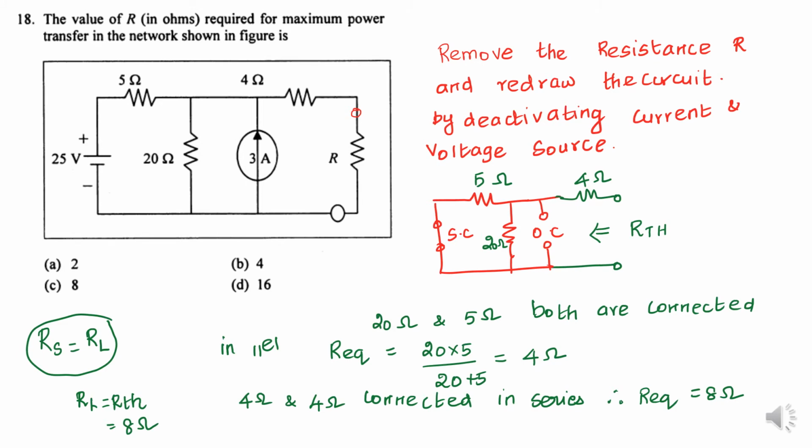Third one, the value of R required for maximum power transfer in the network shown in figure. What is the maximum power transfer theorem? Maximum power transfer theorem states that when source resistance equals load resistance, the power transfer is maximum. Here we know the load resistance RL equal to R. I am going to find out the source resistance or internal resistance or Thevenin's resistance.